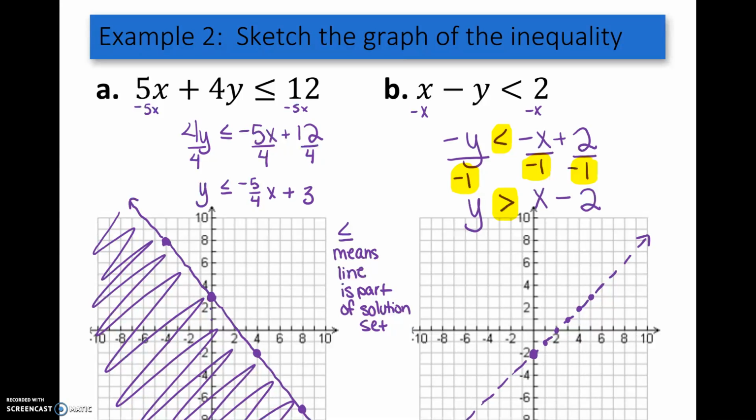On the y-axis, my y value is -2. Where on this graph would my y value be bigger than -2? Straight up. So I shade here.